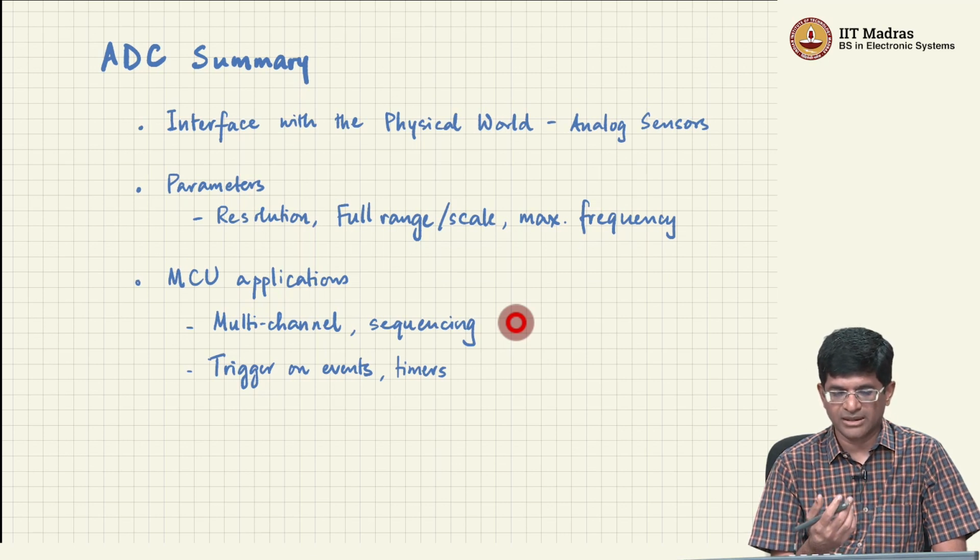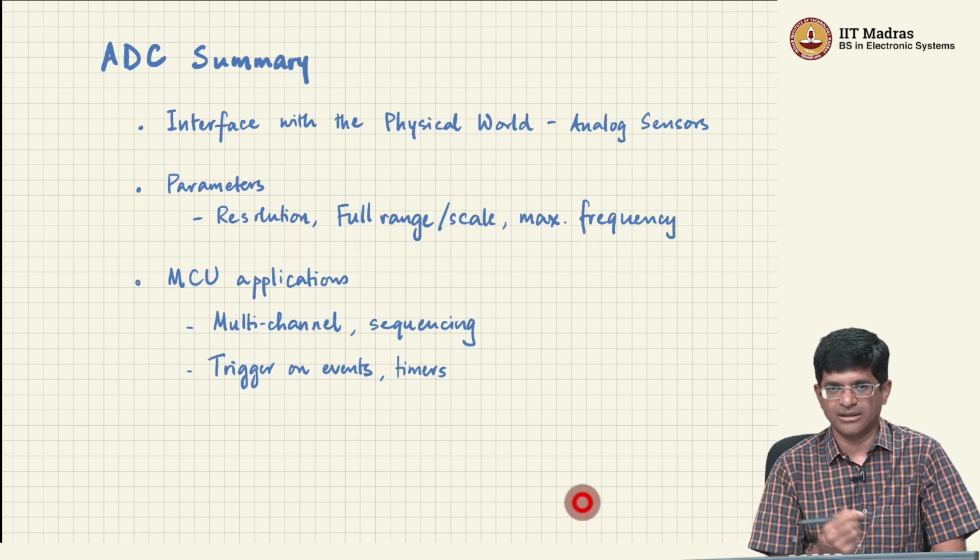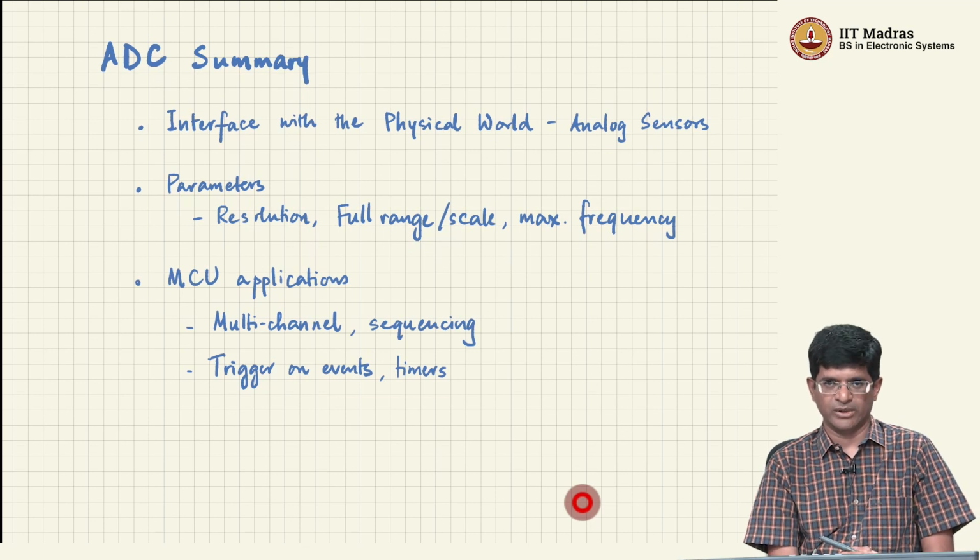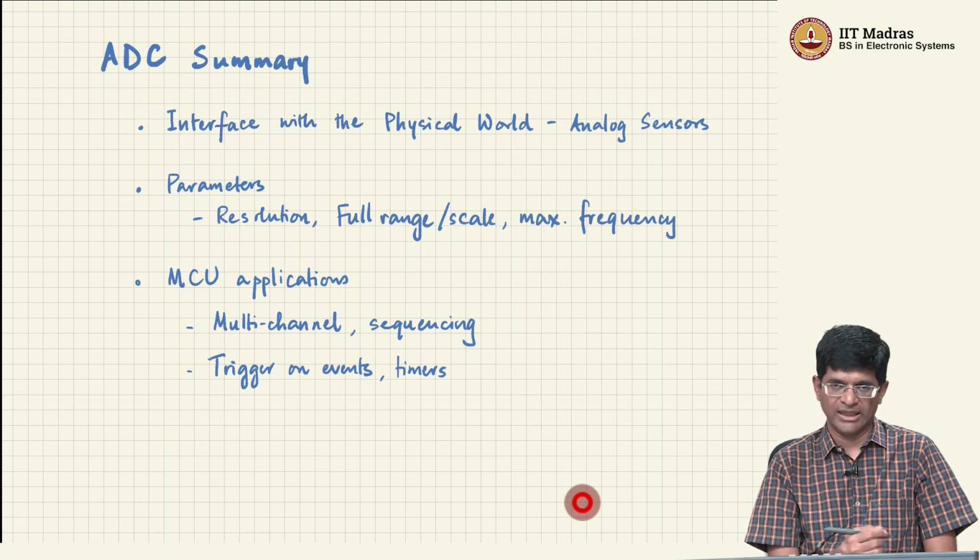In the context of MCUs in particular, there are specific ideas such as multi-channel values, multi-channel signals, and sequencing across channels and triggering that you need to be aware of and keep in mind while designing systems with A to D conversion.